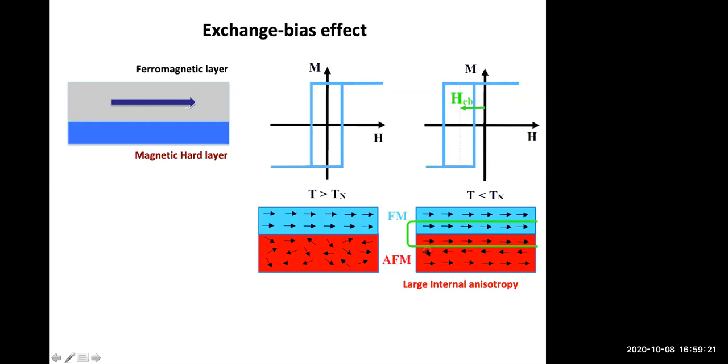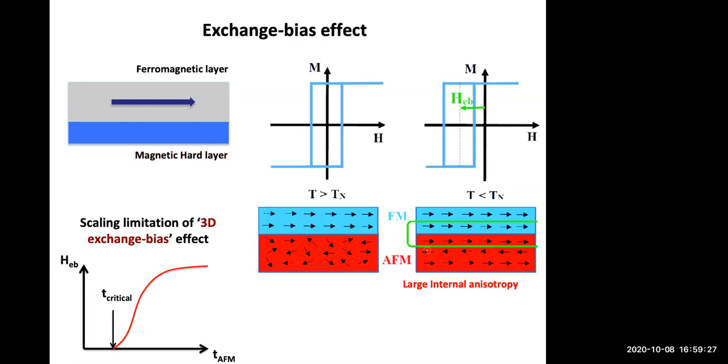Now, there is a fundamental problem with these systems in terms of scaling. When you try to reduce the thickness of the antiferromagnet, you will observe that there is a critical thickness below which you will no longer be able to generate any exchange bias phenomena. So in that sense, there is a scaling limit to these techniques, which may be limiting in the future when we try to build 2D spintronic devices.